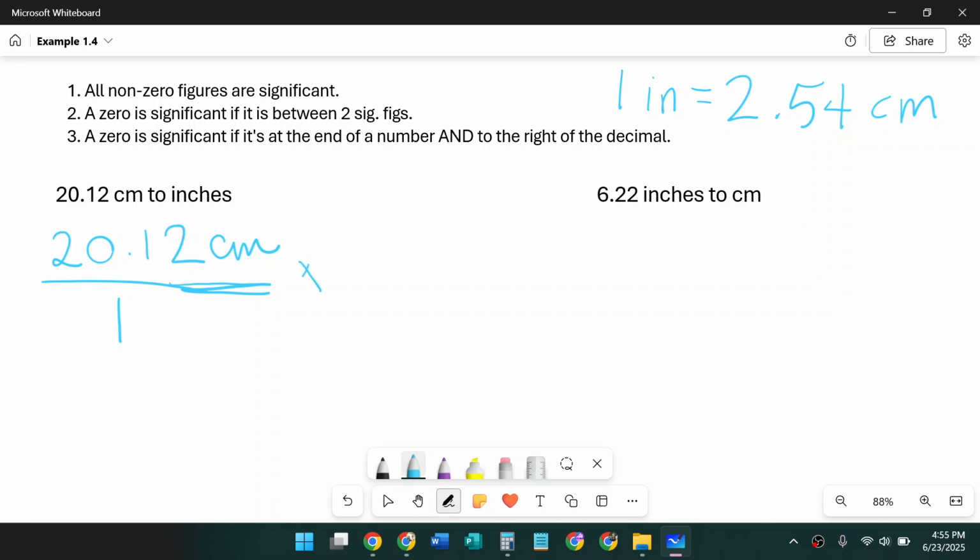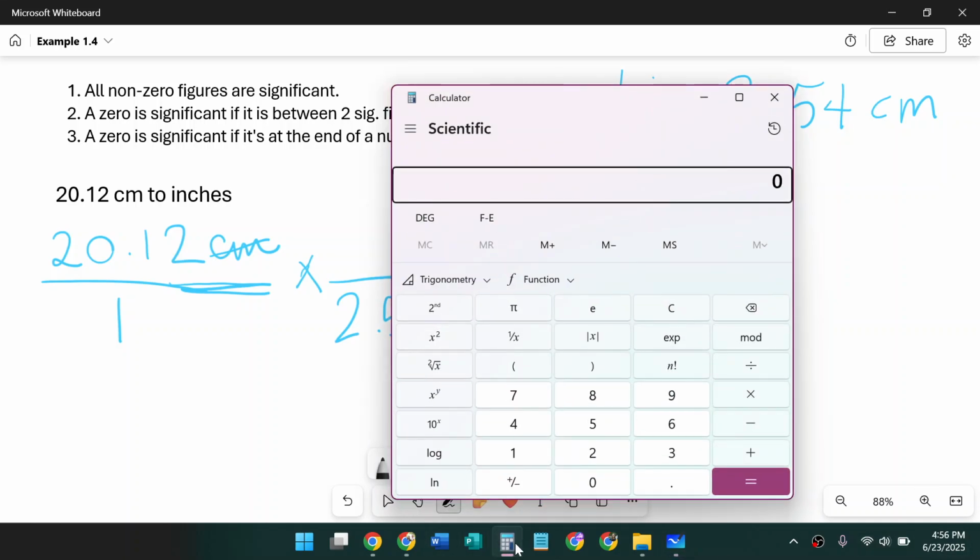In this case, we're going to multiply this by something, and we want centimeters to be on the bottom because then we can cancel out our centimeters, and we want inches to be on the top. So let's take our conversion factor from up here and line it up. So 1 inch is equal to 2.54 centimeters. For this, we're just going to put it into our calculator. So 20.12 divided by 2.54, and we get that really long number.